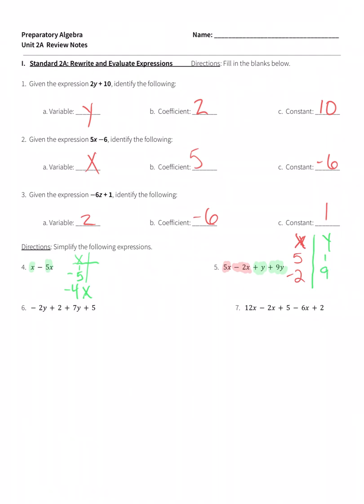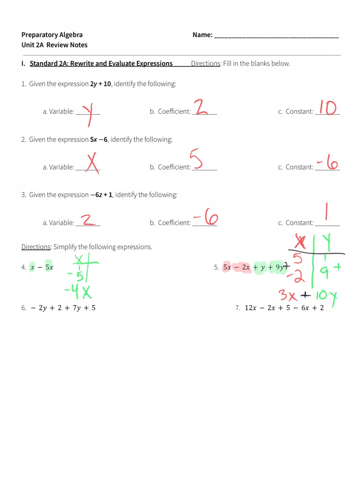Now that I've organized my like terms, I need to combine them. 5 plus negative 2 is equal to positive 3. So I have positive 3x. For the y's, 1y and 9y, 1 plus 9 is 10. So I'm left with 10y. So my simplified expression is 3x plus 10y.